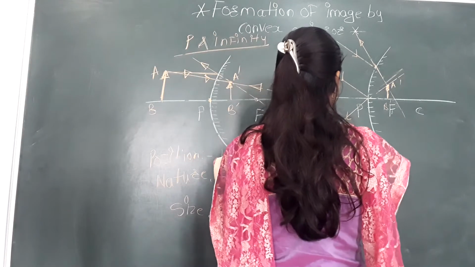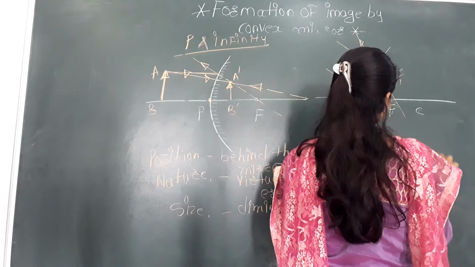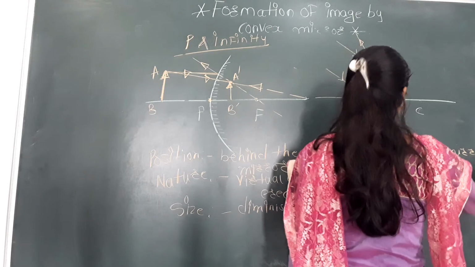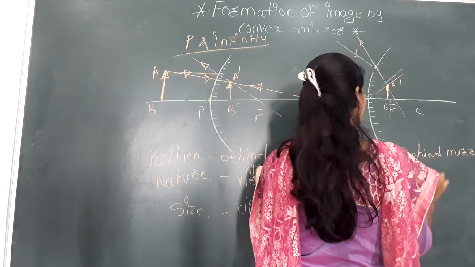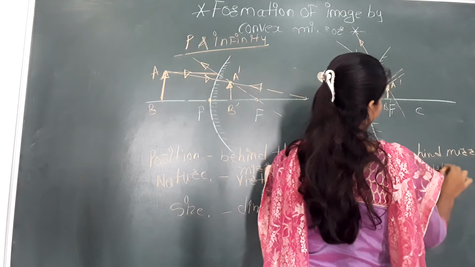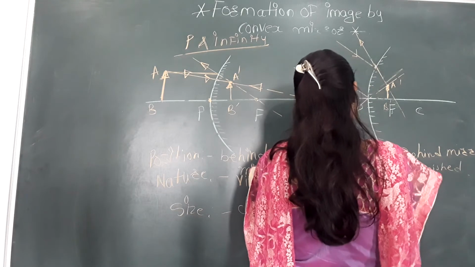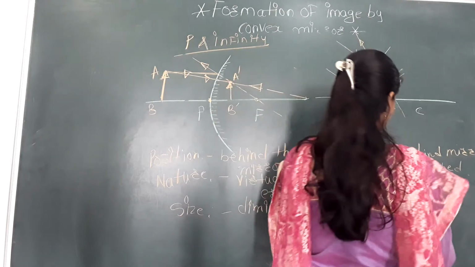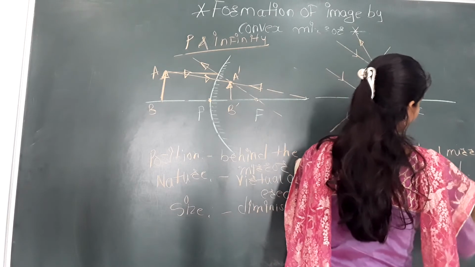Position: it is behind the mirror. Size: diminished, and we can say the pointed size also. And nature: nature is virtual and erect.